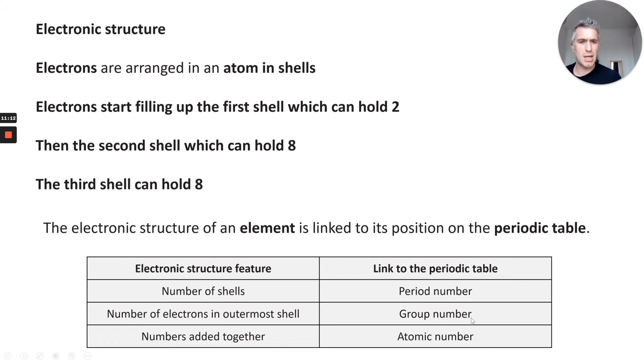The group number tells you how many you have in the outer shell. If you're in group 1, you have 1 electron in the outer shell. Group number 2 has 2 electrons in the outer shell. And group number 3 has 3 electrons in the outer shell. The atomic number is how many electrons it has altogether.